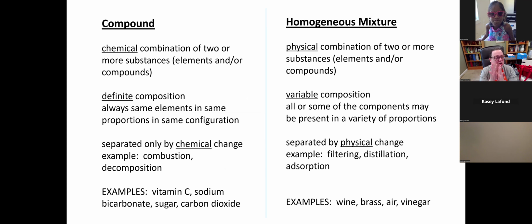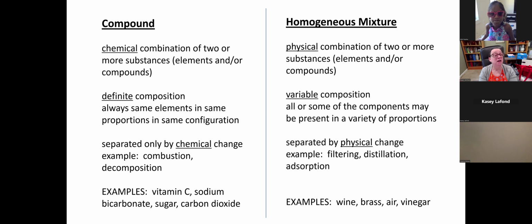You can look at this chart and see that I've underlined the words that are different. Again, they're grouped. The first one's talking about what's combining. So in a compound, we're combining elements, or compounds, chemically. They're bound together, versus just in a mixture where they're just sharing space.